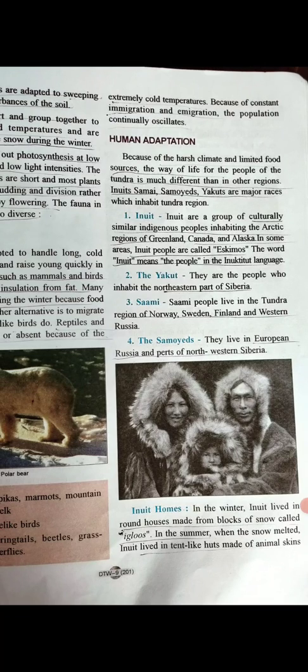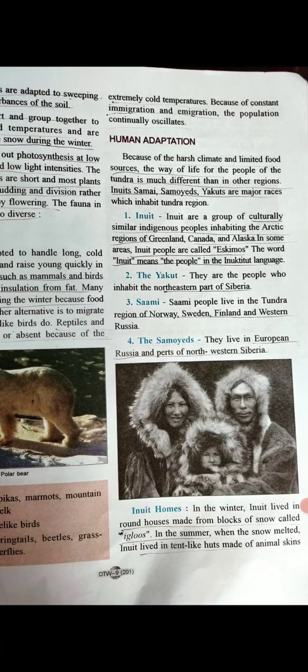Then human adaptation. Because of this harsh climate and limited food sources, the way of life in the tundra is very different from other regions. The tribes which exist here are Inuits, Sami, Samoyeds, Yakuts. These are major races. First is Inuit. It is a group of culturally similar indigenous people. Indigenous means those who are original inhabitants of that place. These are inhabiting the regions of Greenland, Canada and Alaska. In some areas Inuit people are also called Eskimos.